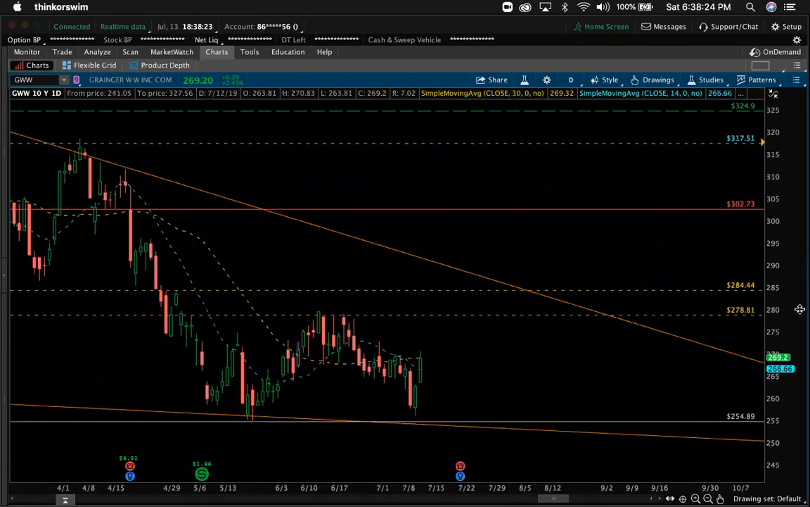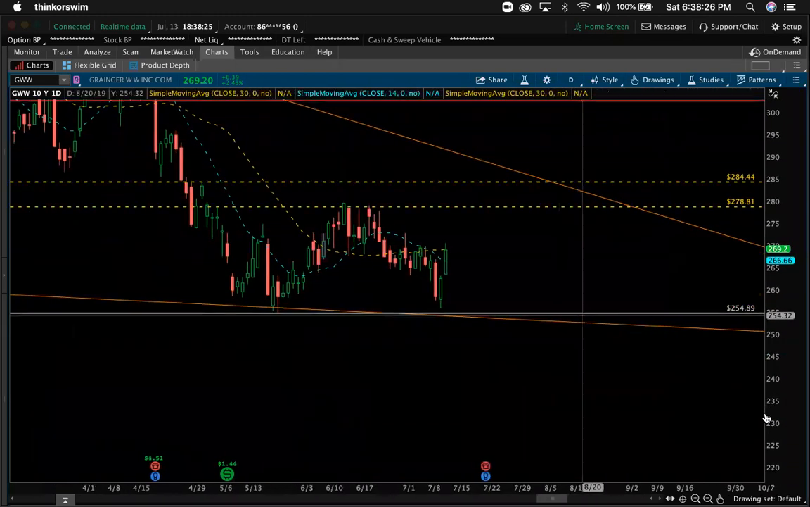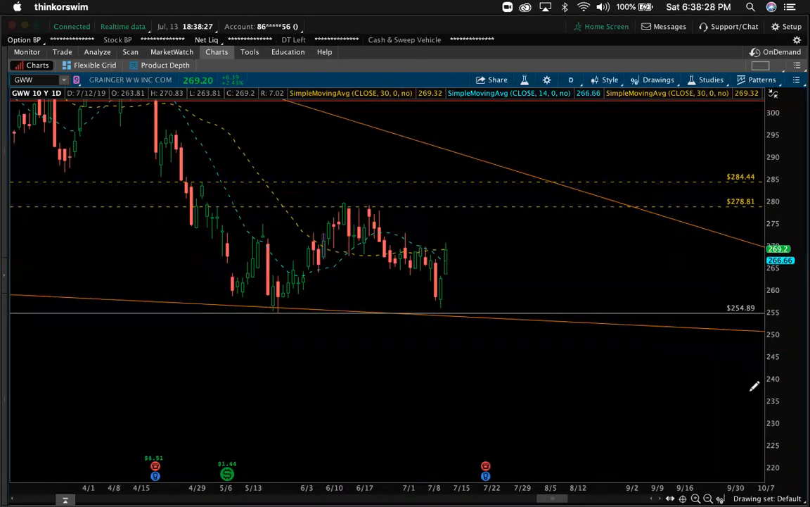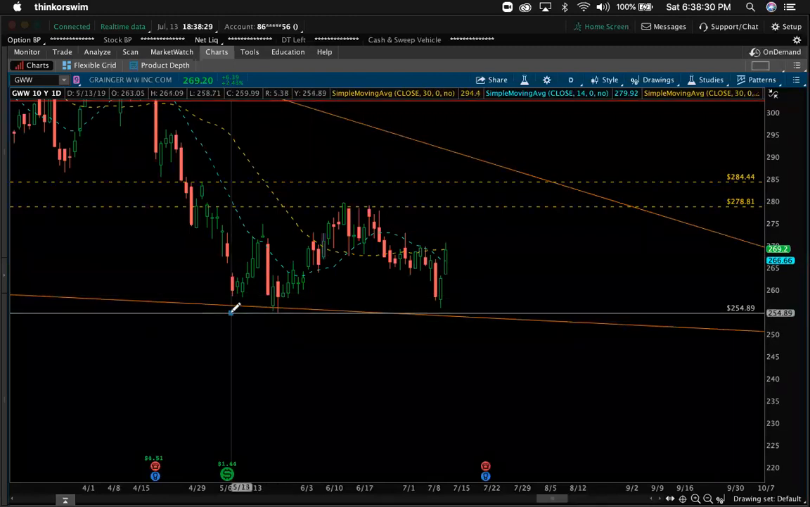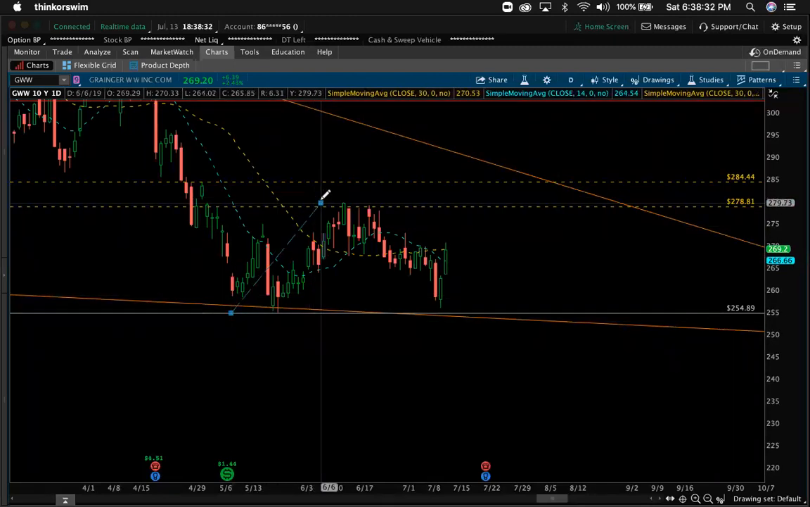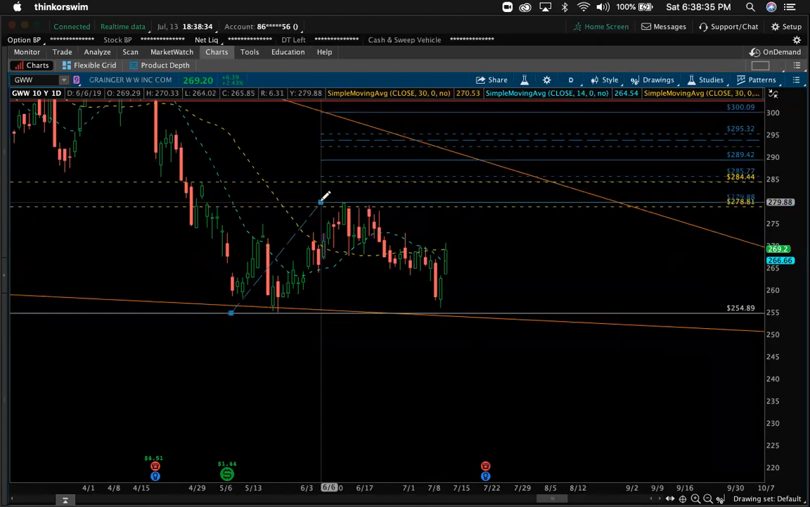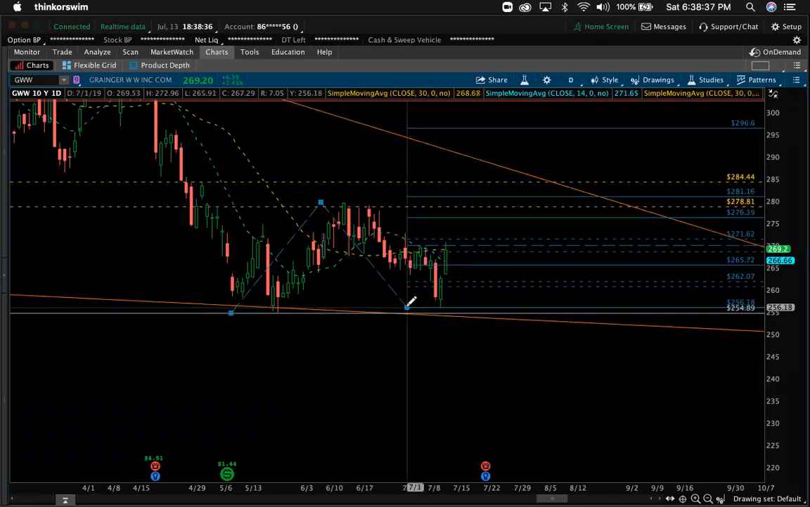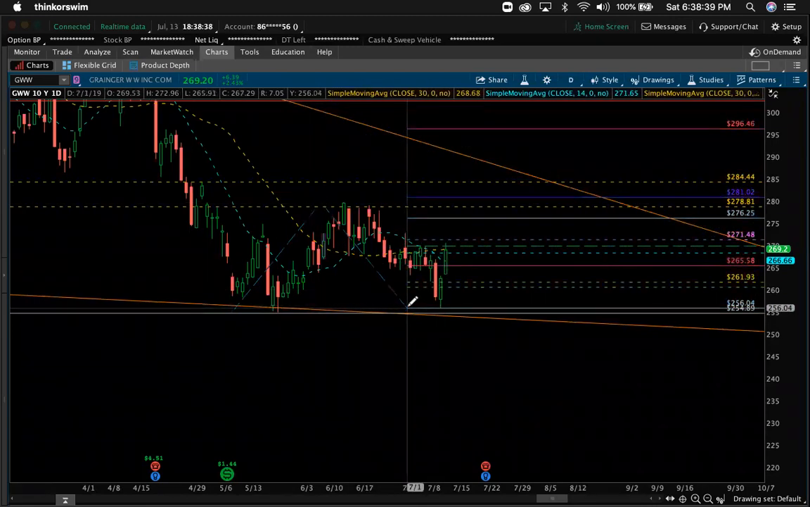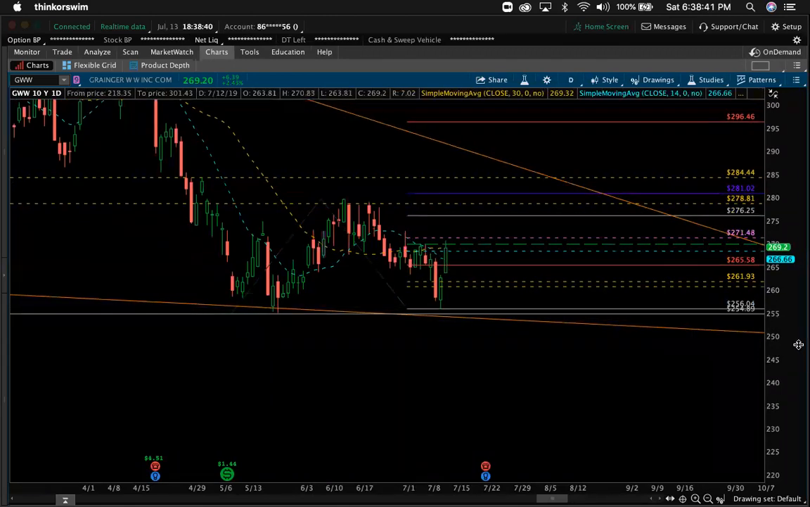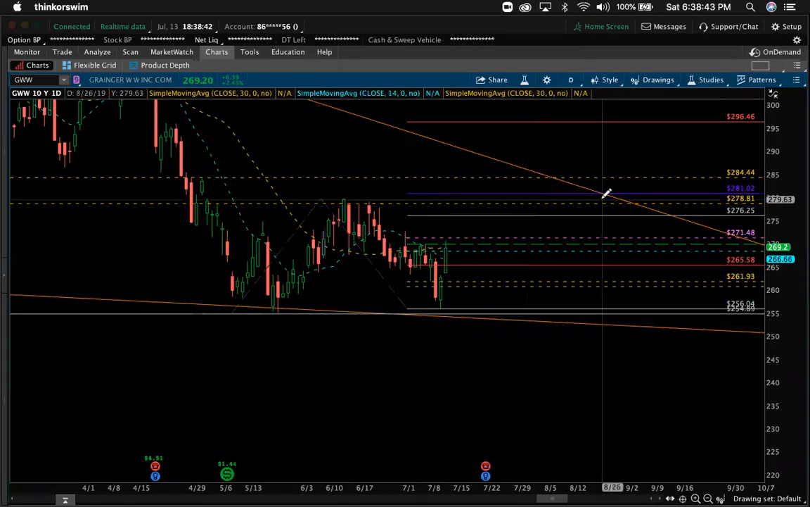So looking at GWW, same thing, same song, right? So what I'll do is I can do an extension. I'll put it from this gray bar level low to this level up here. Give you guys an idea. Pull it back. Over 271.48, and we'll get back to 278.81.